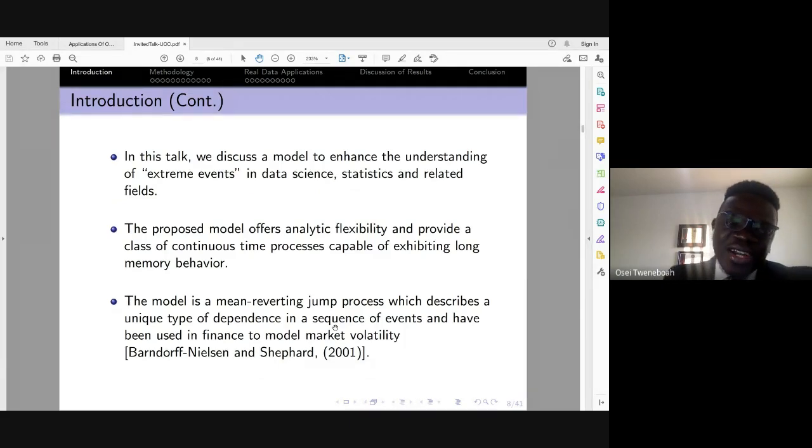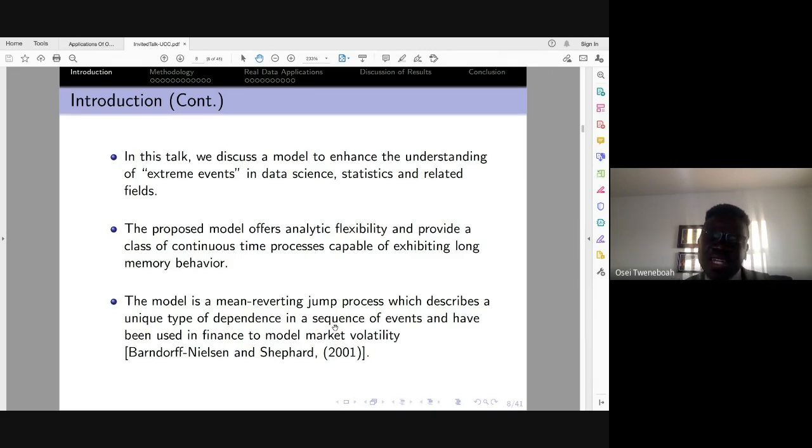So basically, in this talk, we will discuss the model that will enhance the understanding of extreme events. And I already explained what I mean by extreme event in data science, statistics, and related fields. I should mention that even though in this talk I'll be presenting on the financial aspect, we can apply this technique to several other data sets. The proposed model offers analytic flexibility and also provides a continuous time process which is capable of exhibiting long memory behavior. And I will explain what it means for a process to exhibit long memory behavior.